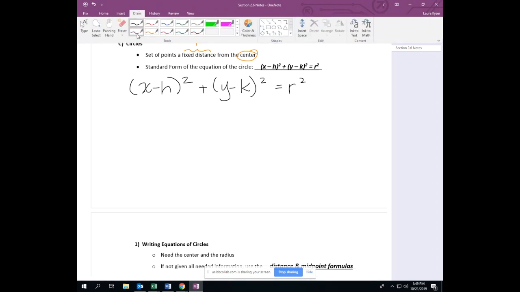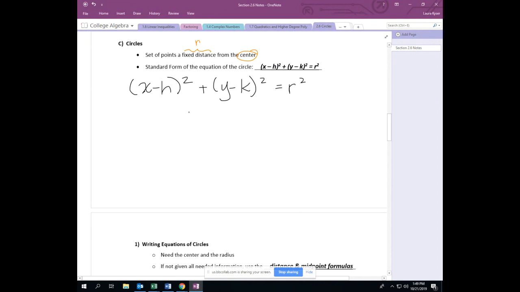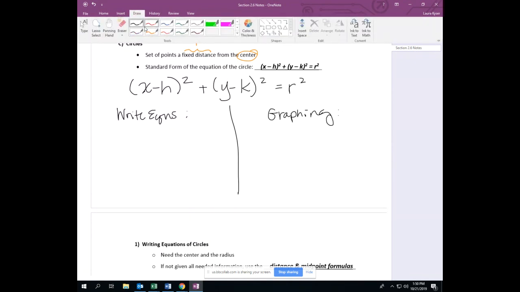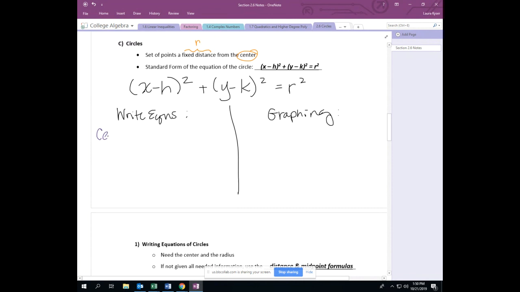Now, there are two different things that we're going to do with this formula. One thing we're going to do is write equations, and the other one we're going to do is graph the equation. So if we are writing equations, we're going to be putting information into this formula. If we are graphing, we're going to be taking information out of this formula. Now, there are still two key pieces of information that you need. First one is the center.